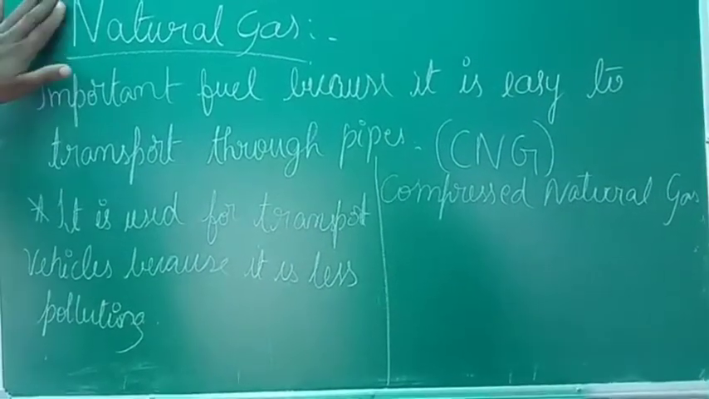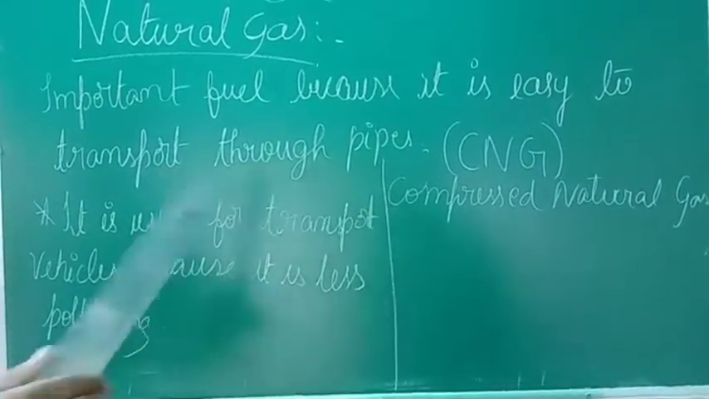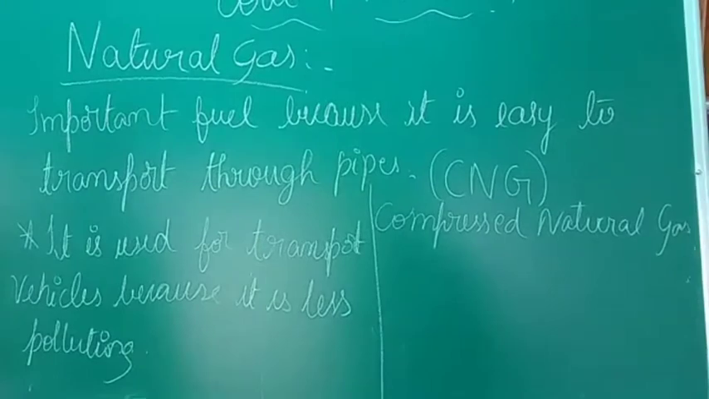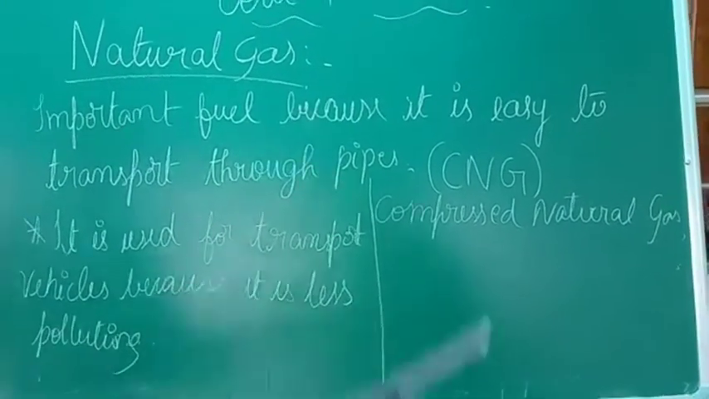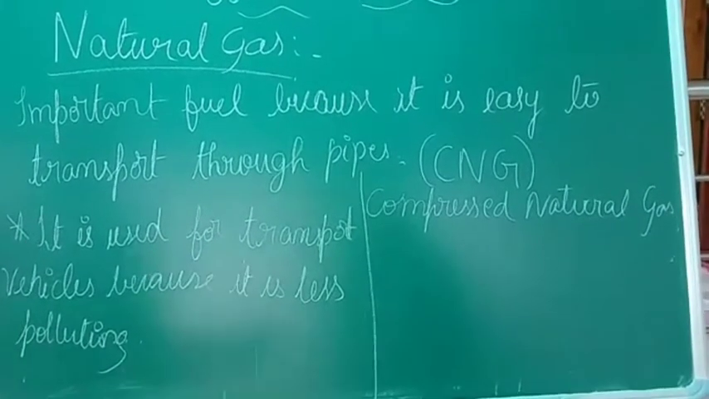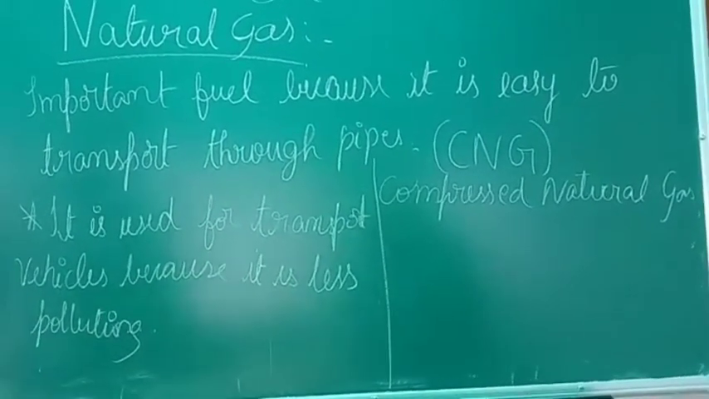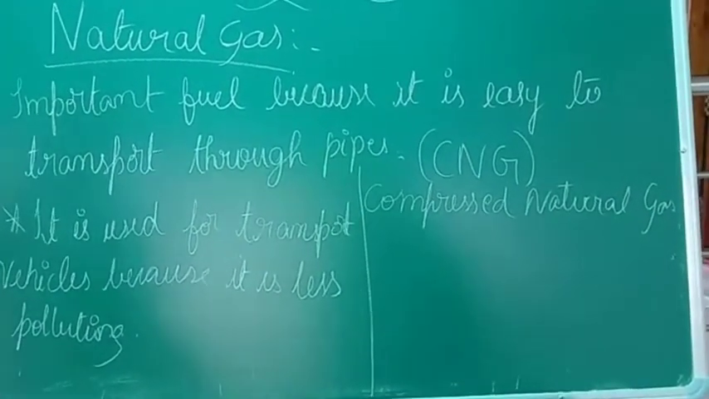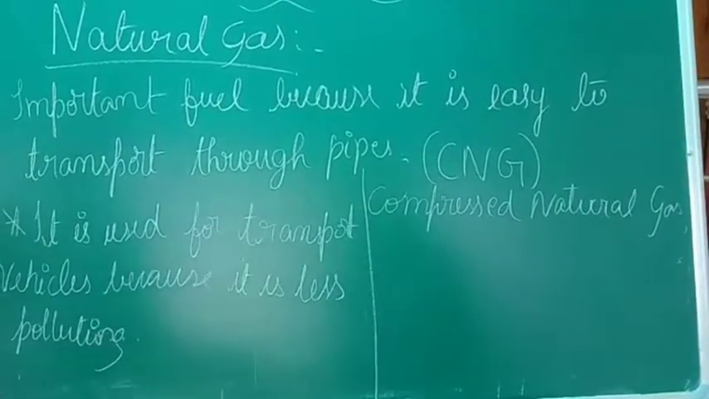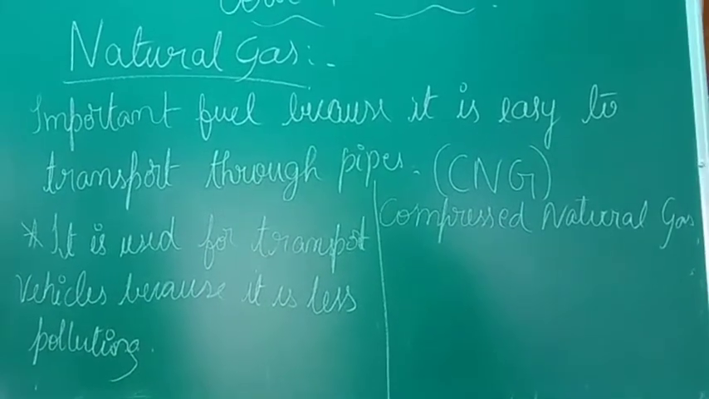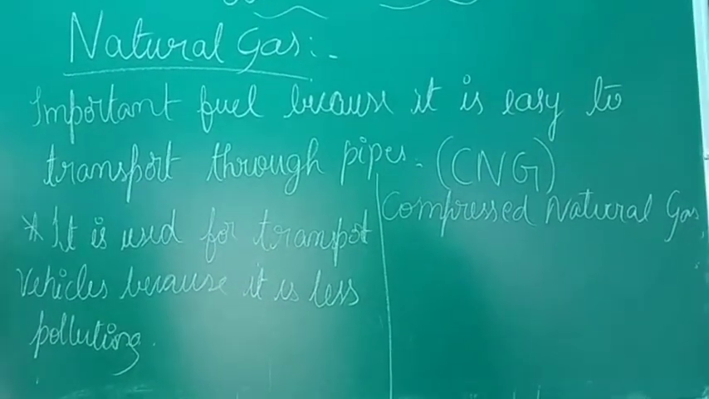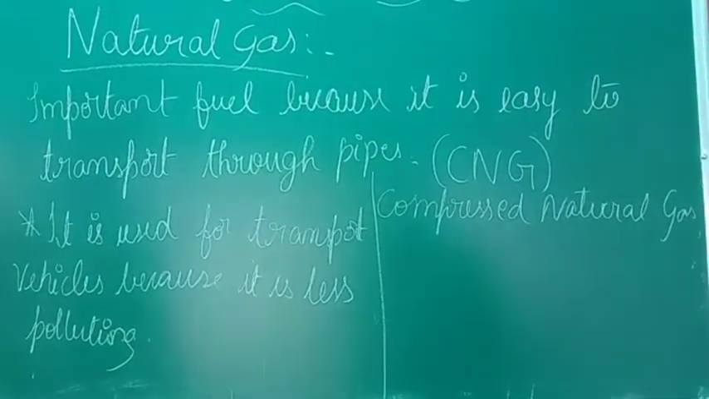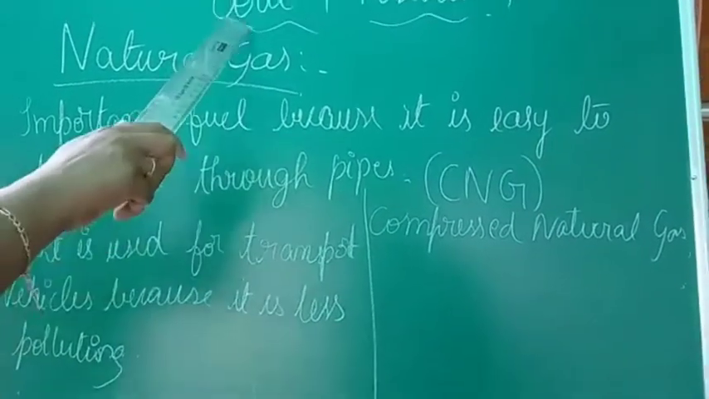One main use of natural gas is for transport vehicles, because it is less polluting. Some transport vehicles like lorries travel from state to state, so since they travel a longer distance, the fuel used for those vehicles will be natural gas. Why do they use natural gas for those vehicles? Because it is less polluting to nature. So these are the explanations of natural gas, and here ends the chapter coal and petroleum.